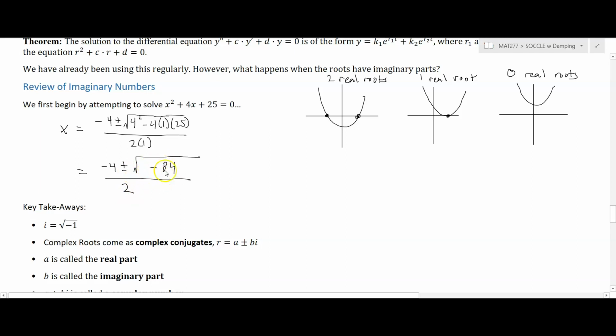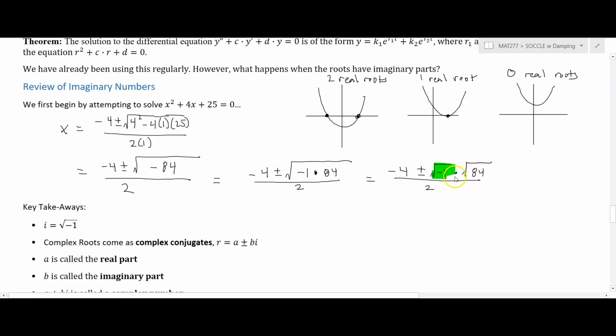Now, you see that we have a square root of a negative. So the one thing that I could do here is continue to break this down and write this as negative 4 plus or minus the square root of negative 1 times positive 84, all over 2. Now, if you take the square root of a multiplication of two things, what we know from algebra is that that is the same thing as taking the square root of negative 1, multiplying it by the square root of 84. This does not work if it's addition or subtraction, it's only if it's multiplication or division. All over 2.